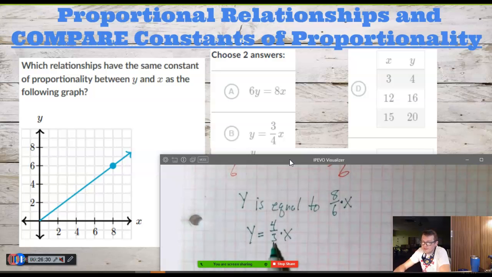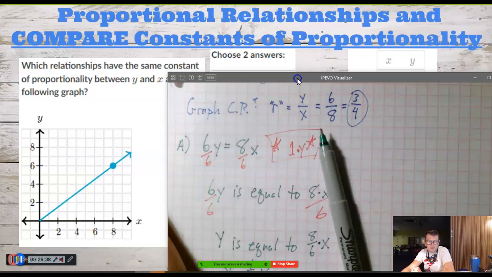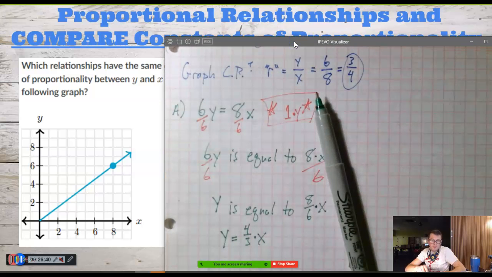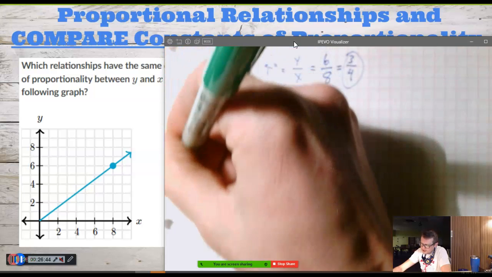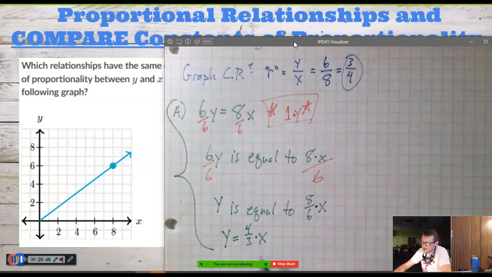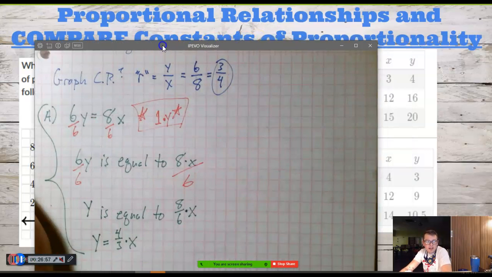And this is not a matching constant of proportionality, because the constant of proportionality we're looking for is 3/4. Since for option A, and all of this is the work for A, we end up with the equation y equals 4/3 x, it's not the same as 3/4. It's the reciprocal.